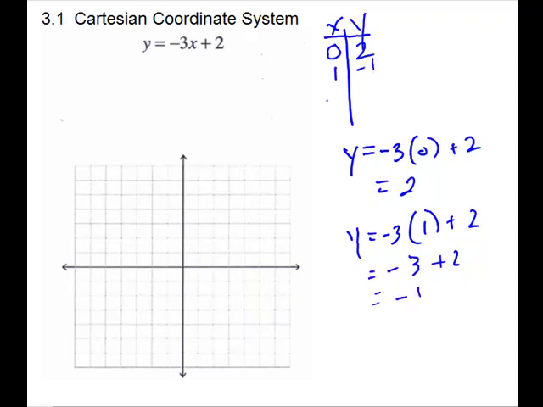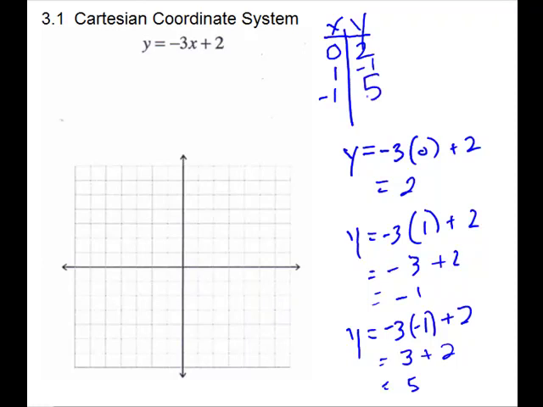And we can pick a -1. So y equals -3 times a -1 plus 2. Negative times negative will give you a positive. So this will give us a 5.